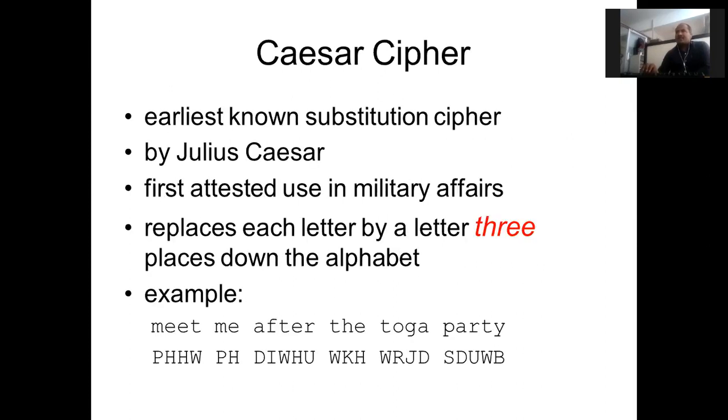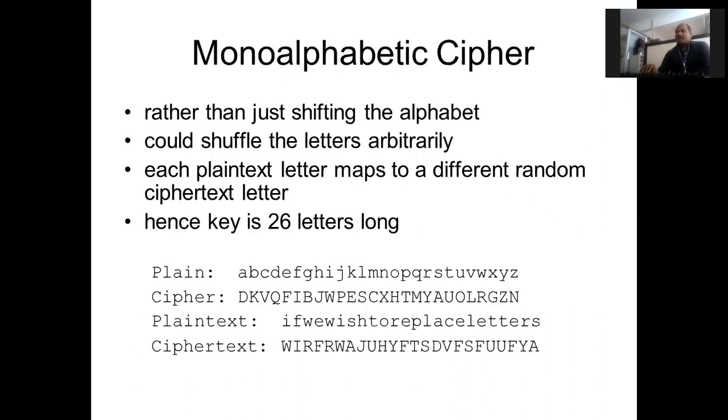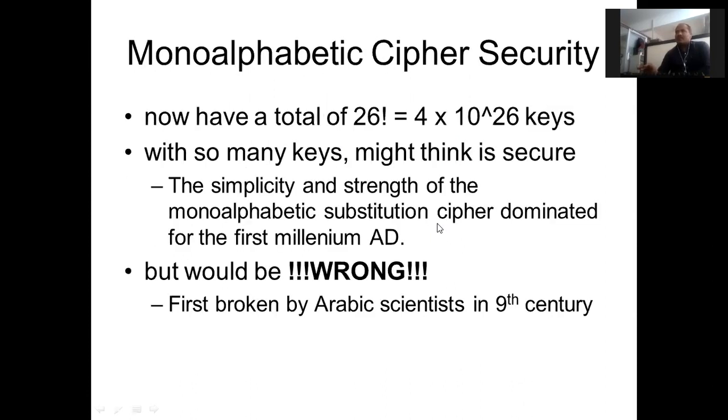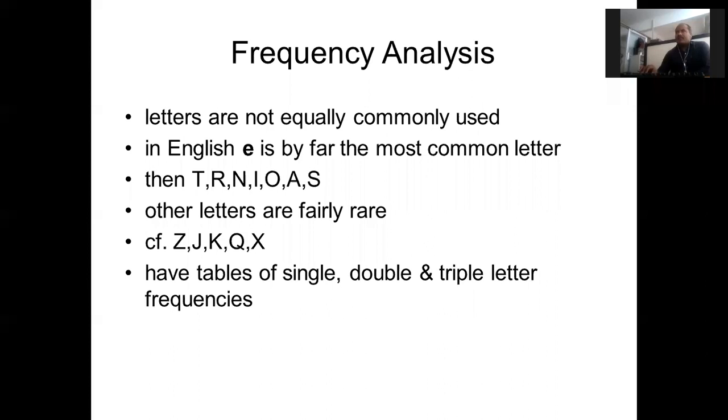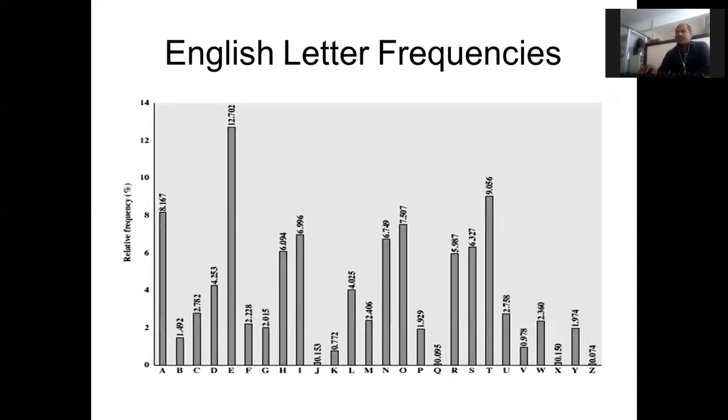The Caesar cipher we have covered, and we also saw the monoalphabetic cipher. In the case of the monoalphabetic cipher, we studied this algorithm, and frequency analysis. For frequency analysis, we studied which letters occur frequently. So these are the English letter frequencies you can see here.